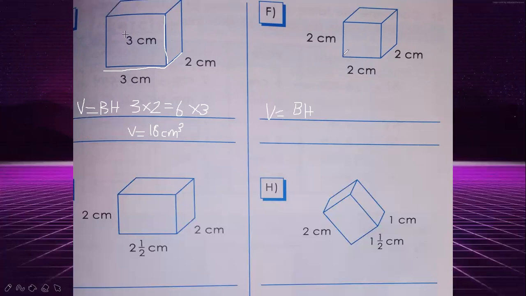Once again, base times height consists of length and width. So it's 2 times 2. 2 times 2 is equal to 4 times our height, which is 2. Okay, let me write down volume is equal to 4 times 2. 4 times 2 is equal to 8. Okay, very simple. 8 centimeter cube. All right.